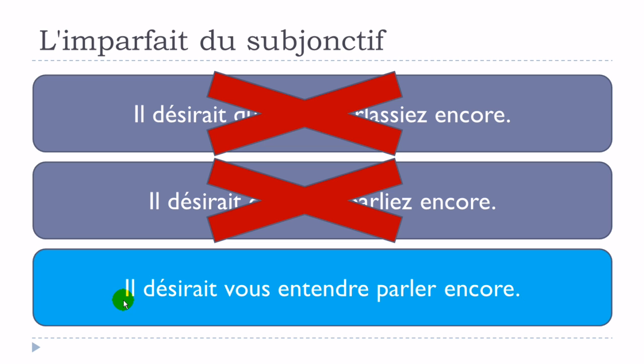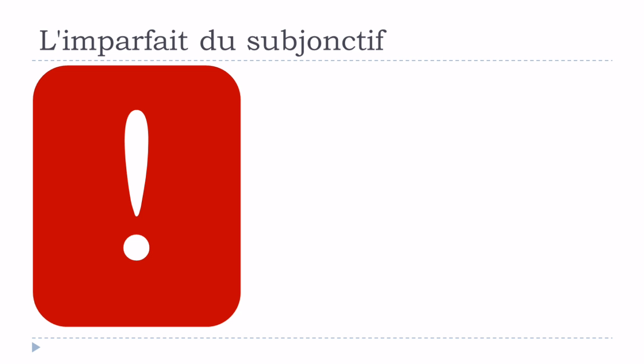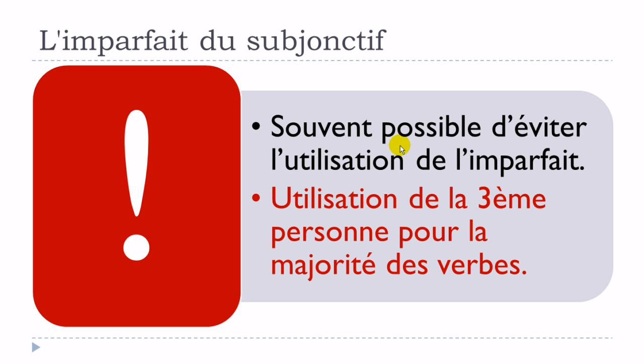And if you look, this structure is quite interesting because actually we won't use this subjunctive form. Okay, so there are some ways to avoid using le subjonctif, and one of the reasons, in this situation, is that l'imparfait du subjonctif is not used anymore, and so we try to find some ways to avoid using it. So, il désirait vous entendre parler encore. Souvent possible d'éviter l'utilisation de l'imparfait du subjonctif. So, as I said, it's often possible to avoid using this form of the imparfait du subjonctif, okay?